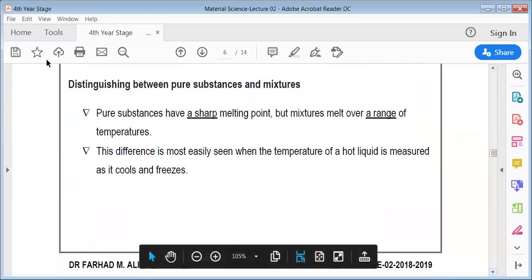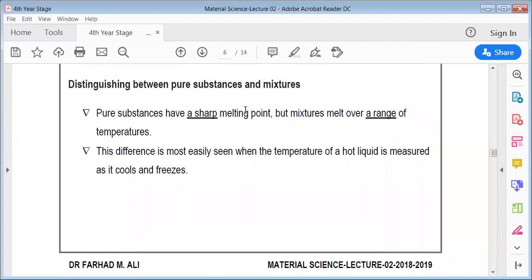So how do we distinguish between pure substances and mixtures? Pure substances have a sharp melting point, very clear, but mixtures have a range of temperature. When you melt them and measure at what temperature they start melting, you will see that melting happens in a range of temperature. So that's not pure.